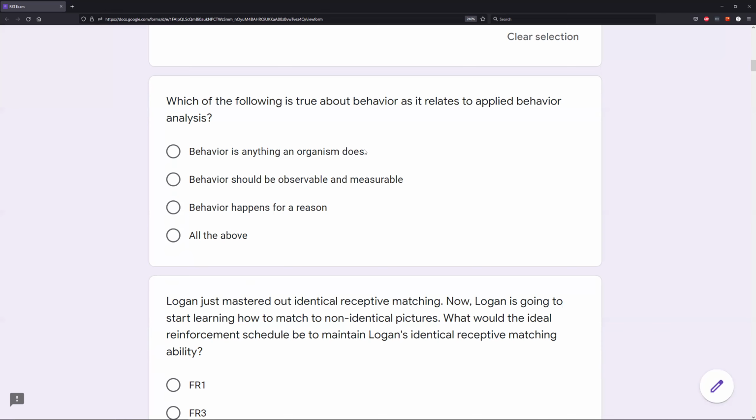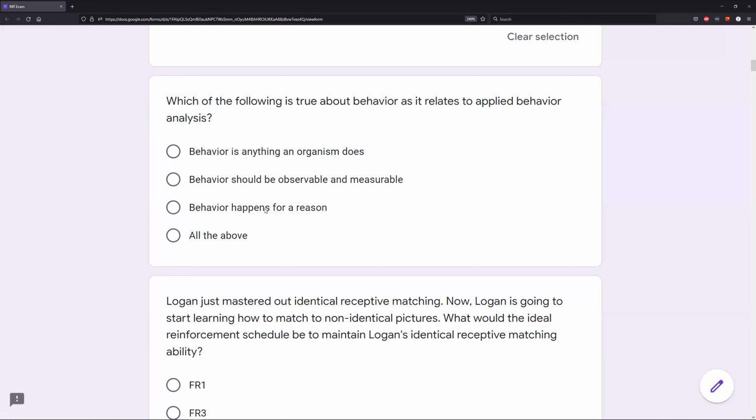But on the exam, we need to find the best answer. Don't just pick A and move on. Read all of your answer choices, okay? Make sure you've got the right answer. So A is absolutely true about behavior. B, behavior should be observable and measurable. Absolutely, okay? We acknowledge that some behaviors are private. However, as it relates to applied behavior analysis and what we're going to be doing with our treatment plans and our implementation, our behaviors should be observable and measurable. If they're not observable and not measurable, we can't change them, and we're trying to make behavior changes. So yes, B is correct as well.